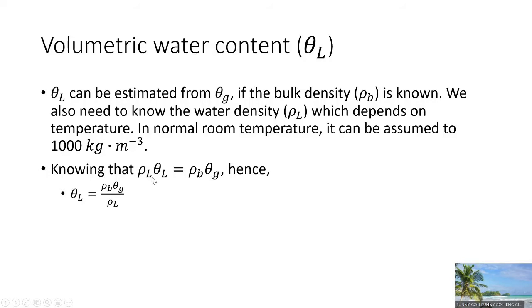So knowing that rho L multiplied by theta L equals rho B multiplied by theta G, hence theta L, the volumetric water content, equals the bulk density multiplied by the gravimetric water content divided by the density of water, which is 1000 kilogram per meter cube.